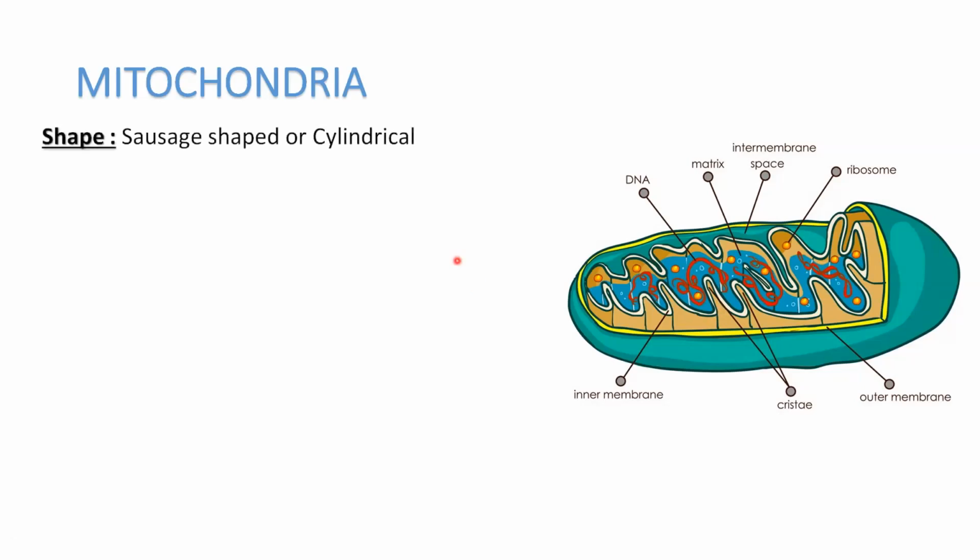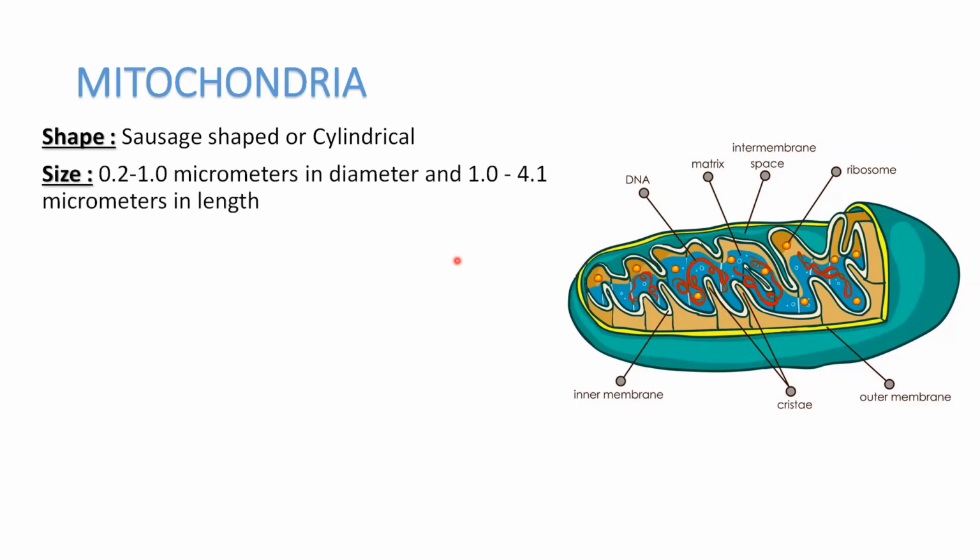Now let us see what is there in the slide about the shape overview. What is the shape of this mitochondria? Usually sausage or cylindrical shaped. As for the size of mitochondria, 0.2 to 1 micrometers in diameter and 1 to 4 micrometers in length. So what is micro? 10 to the power of minus 3.